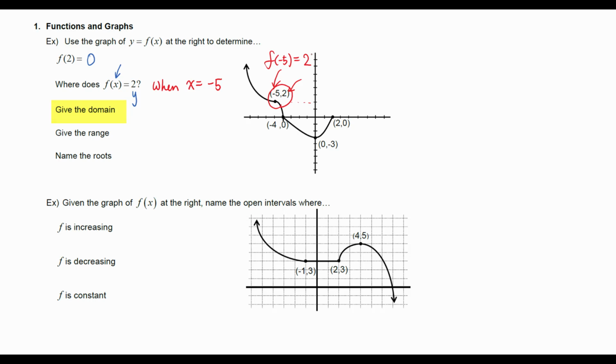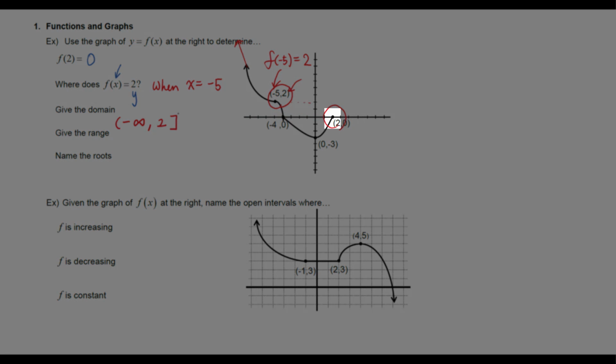Give the domain. You can see this graph is going left. Since there is an arrow, this graph will eventually keep going to the left forever, so it is actually starting from negative infinity. As you come to the right-hand side, the graph stops right here, and that x value is 2. So the domain is the x values that the graph is taking. That would be negative infinity to positive 2, with a bracket since 2 is included.